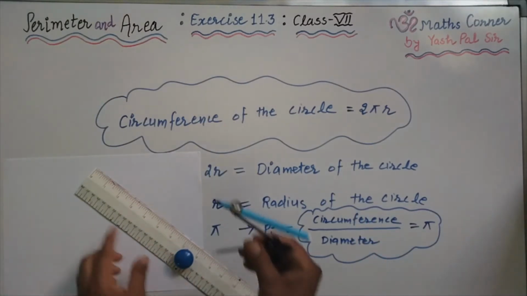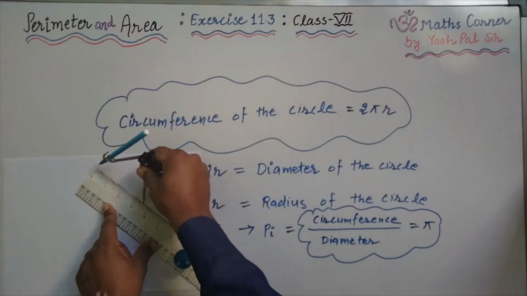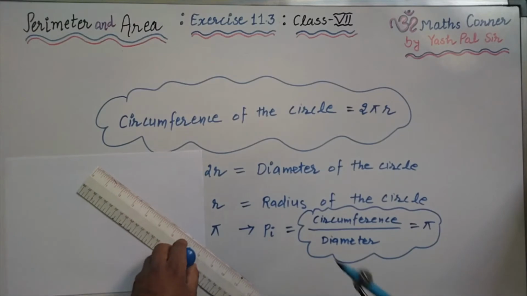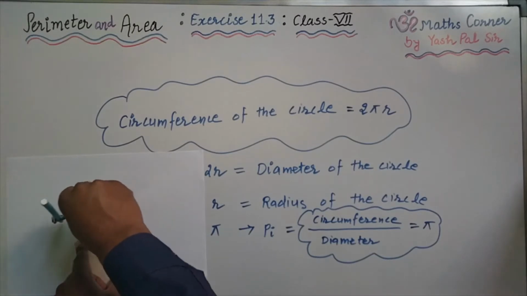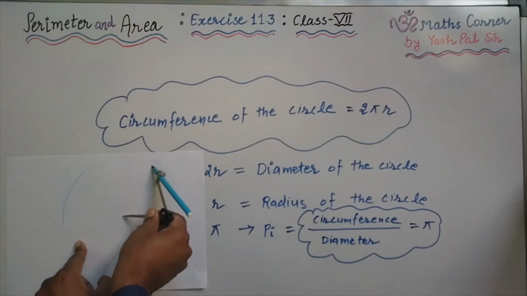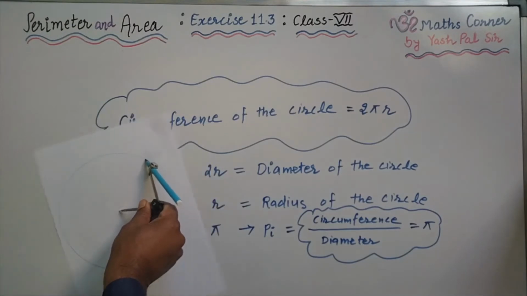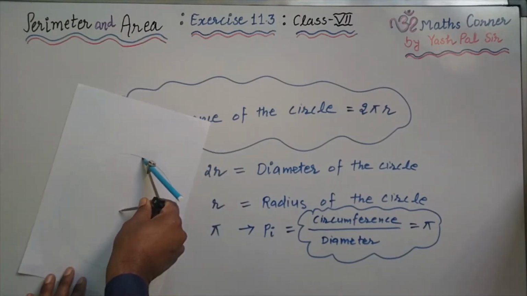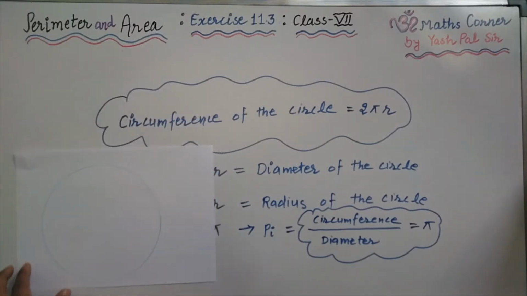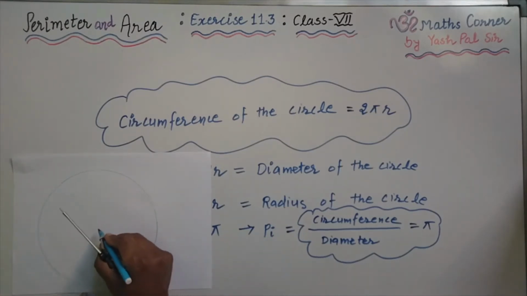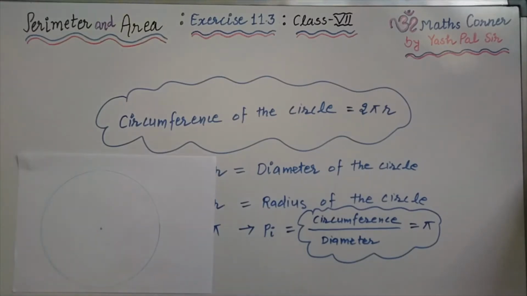3.5 centimeter. The dimension I am using here is radius equal to 3.5 centimeter. I am opening the compass so that I can draw one circle, a circle of radius 3.5 centimeter, right? So where is the center? This is the center of the circle, right?